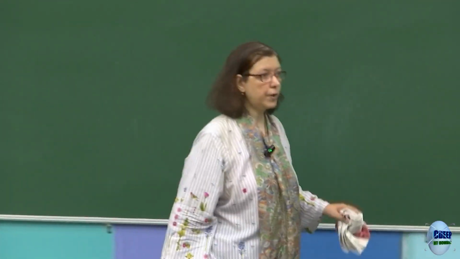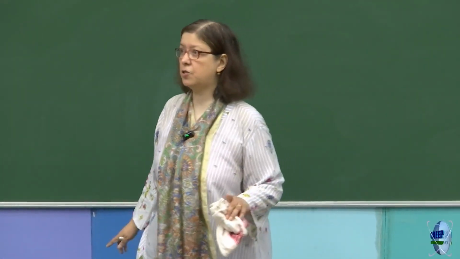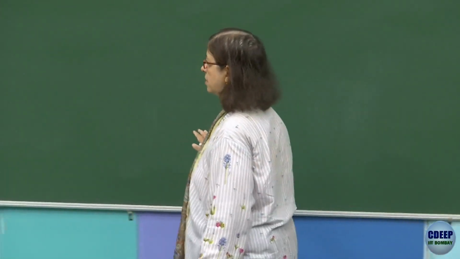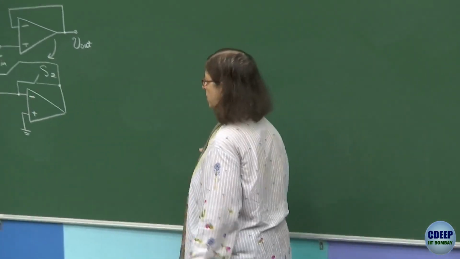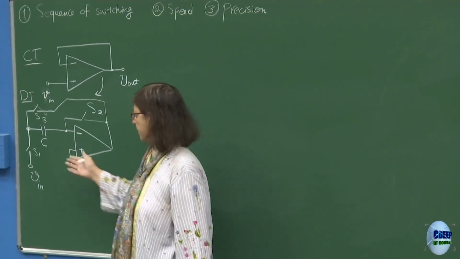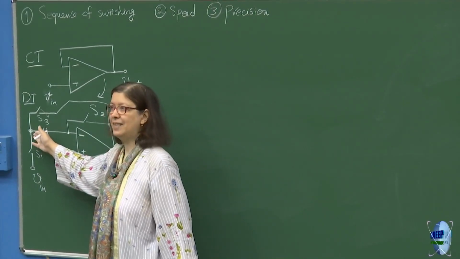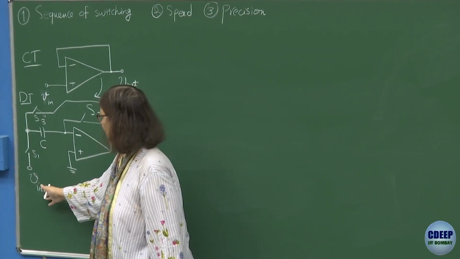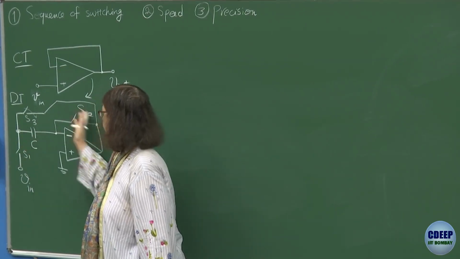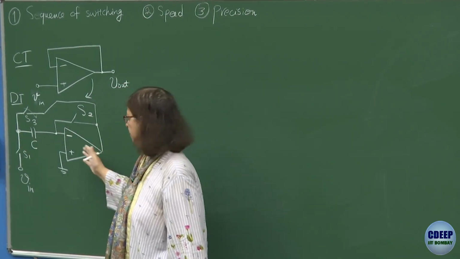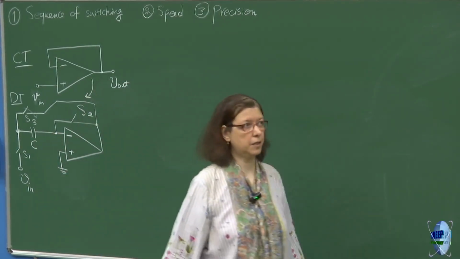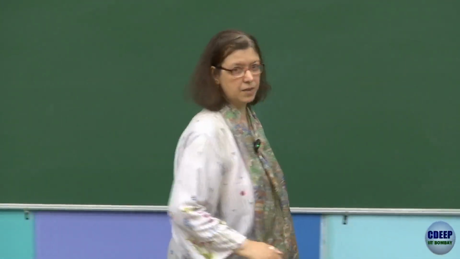Precision also includes effect of charge injection, and that's why as much as possible we use bottom plate switching configurations to avoid effect of charge injection. It is also sometimes called driven plate. We are driving the plate either with V in or we connect it to the op-amp output. So these are the ways that we are always trying to avoid the charge injection effect, and this already we have discussed.